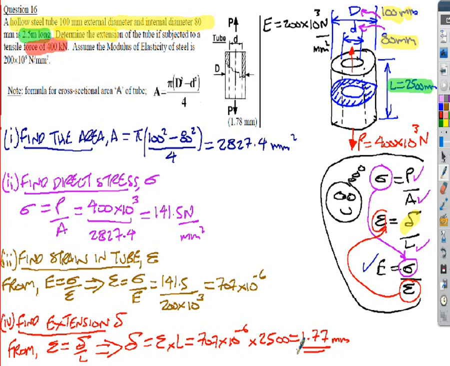And that's worked out the extension of the column. I get about 1.77 millimeters ish, a bit of rounding maybe there. But that's the kind of process we would go through to find the extension in that case.